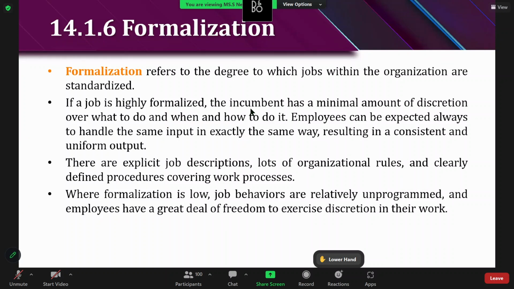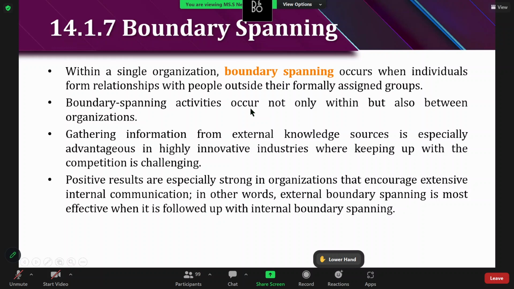Where the formalization is low, in contrast, the job behaviors are relatively unprogrammed. So you can do the task in whatever way you want to, whatever time you want to, but what is expected from you is the final outcome. The employees have a great deal of freedom to exercise their discretion in their work. So in organizations with less formalization, employees are given a great deal of freedom and discretion in completing the task.